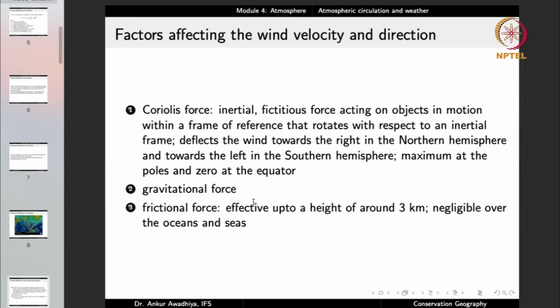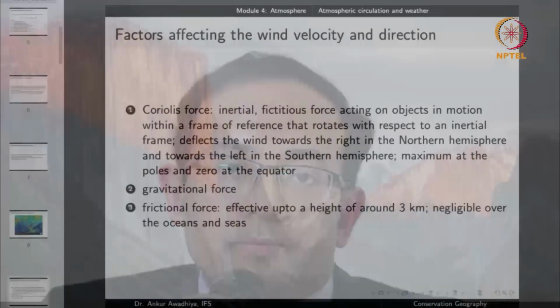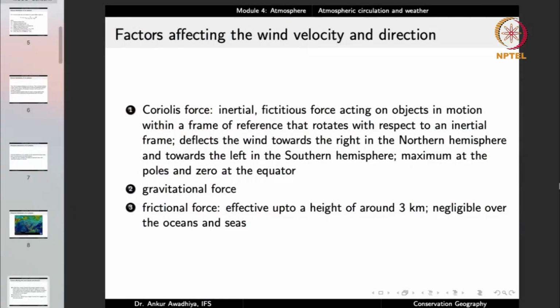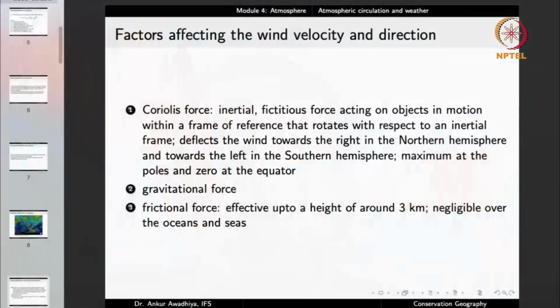The second force that acts is the gravitational force. So because of the force of gravity, it is possible that the air parcel will not just move in a straight line but will tend to move towards the ground because it is being attracted. And the third force is the frictional force. It is effective to a height of around 3 kilometers, negligible over the oceans and seas. What does that mean? Because of the frictional force, the speed of the wind will go down. So these are three forces that modulate the direction and speed of the winds.